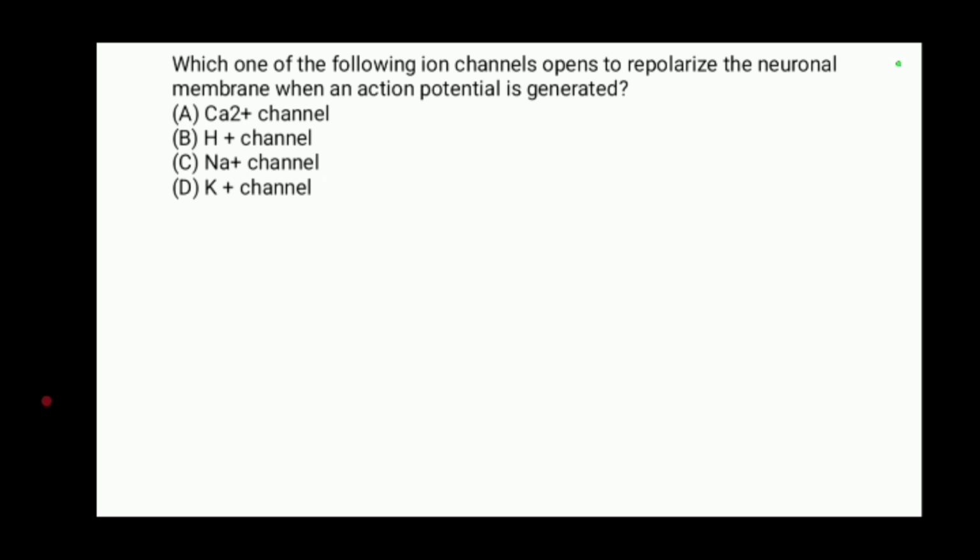Next question. Which one of the following ion channels opens to repolarize the neuronal membrane when an action potential is generated? Option A, Ca2+ channel. Option B, H+ channel. Option C, Na+ channel. Option D, K+ channel. And the correct answer is option D, K+ channel, that is potassium channel.